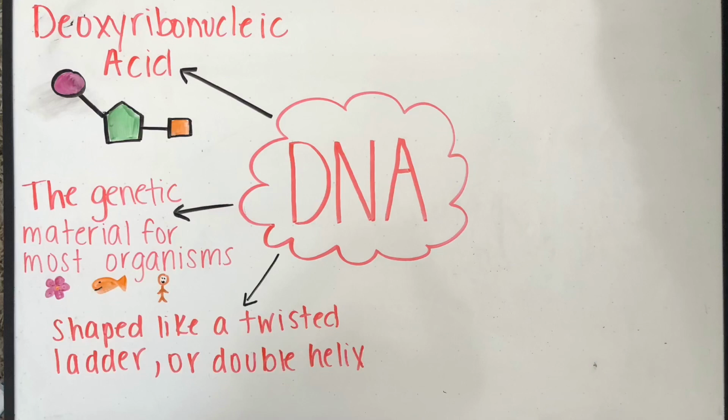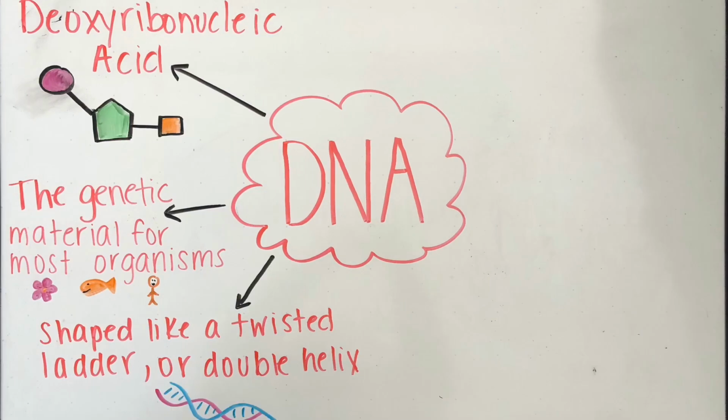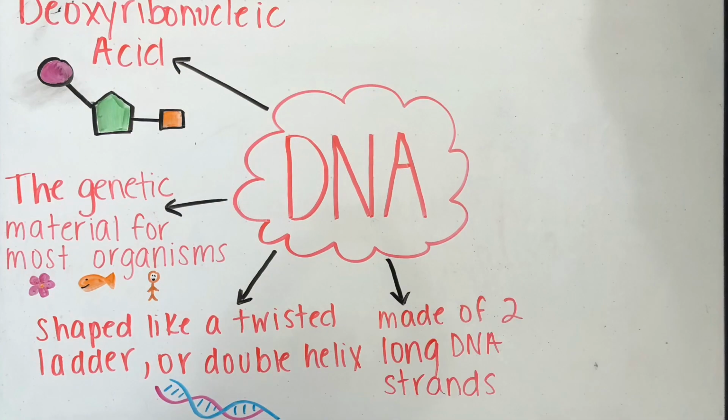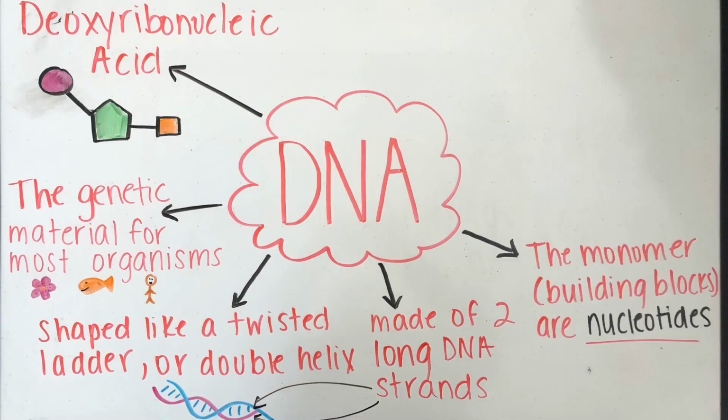DNA has a pretty cool shape. It's shaped like a twisted ladder, which is called a double helix. Its unique shape is essential to its function. It's made up of 2 long strands that are made up of DNA. As you can see here, there's one that's blue and one that's purple. DNA is a polymer, meaning that it's a really, really big molecule. Its monomers, or building blocks, are called nucleotides.